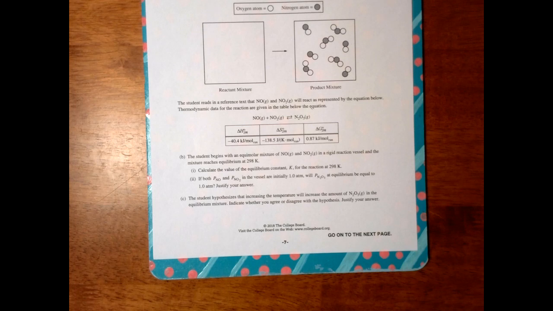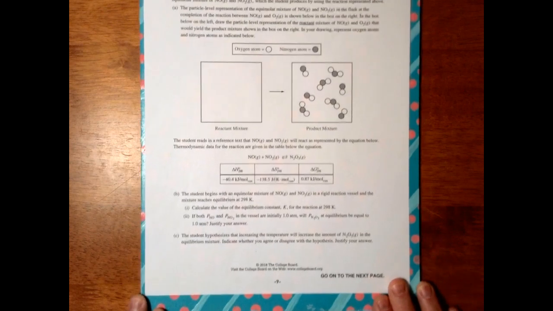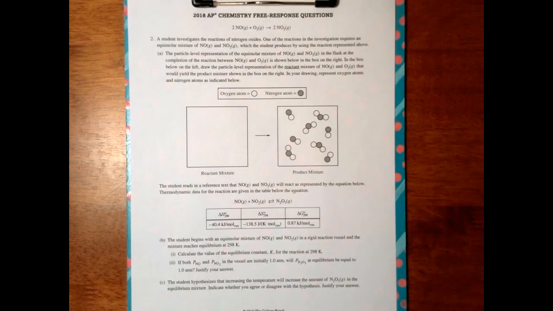So the points for these problems: there was 1 point in A for correctly representing NO and O2, and 1 point for correctly representing the conservation of atoms. In B, it was 1 point just for getting the correct value of K, 0.7, and in B part 2, it was 1 point for correctly saying that N2O3 would not be 1 atmosphere, and you needed to relate your answer to the K value.